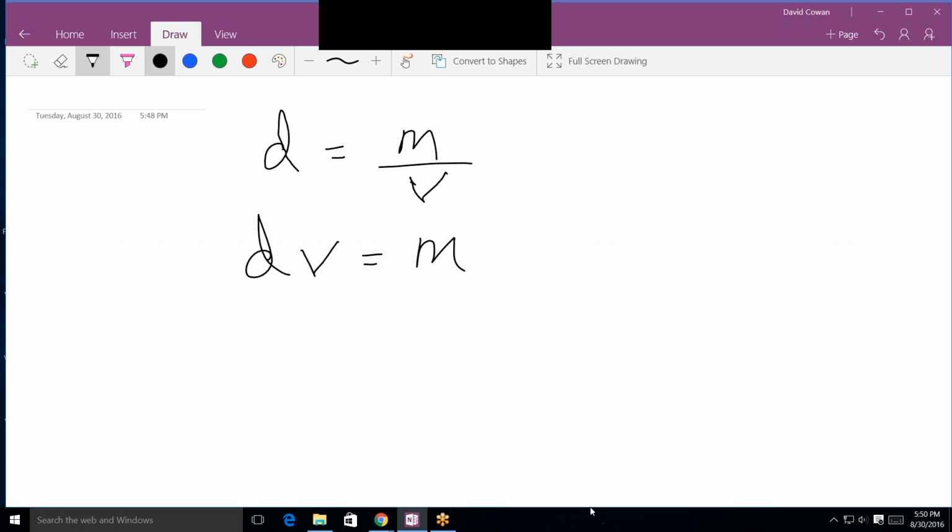So now we have a new equation. Density, what's your density equal to? 5.01. And what's your v equal to? 1.2. Multiply those two together and you have the mass.